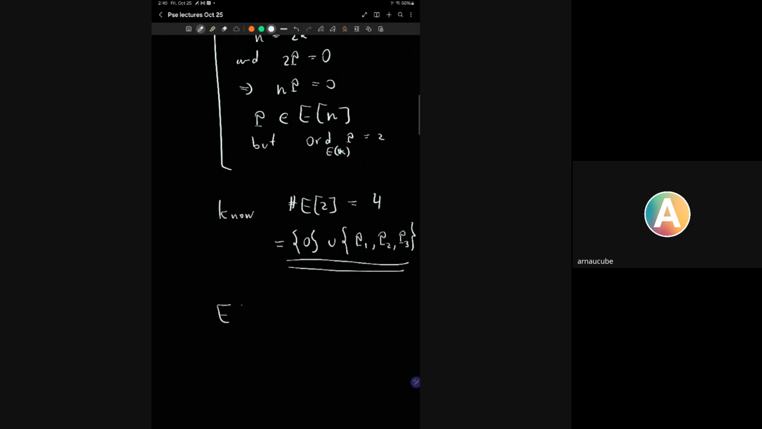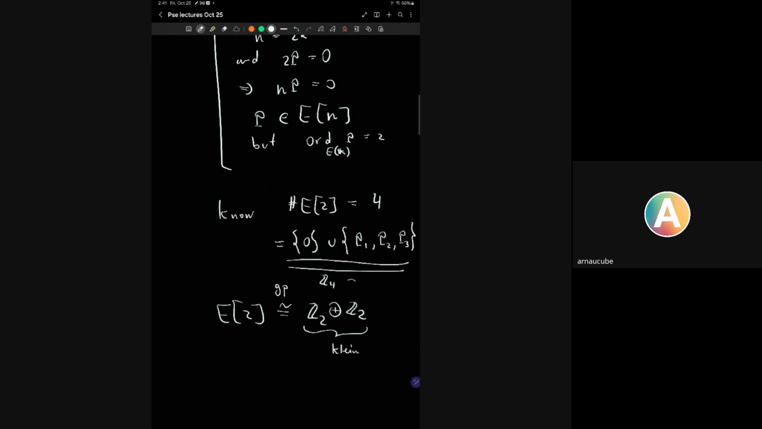And it was not hard to see that E2 has to be isomorphic as a group to Z modulo 2 direct sum Z modulo 2. This is basically because there are only two groups of order, of size 4. There is integers modulo 4 and this guy. This is called the Klein group.